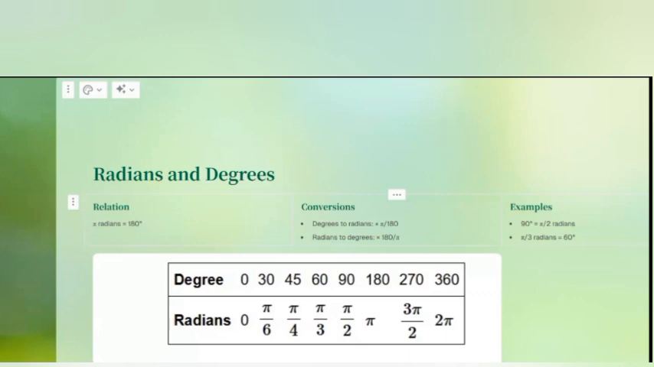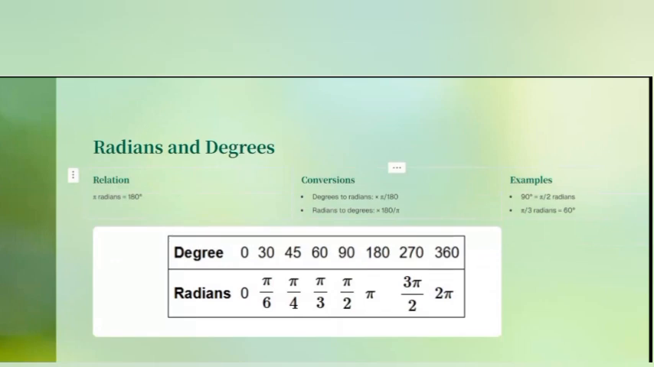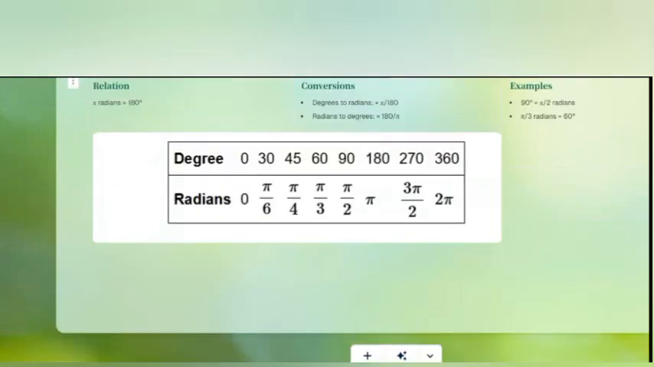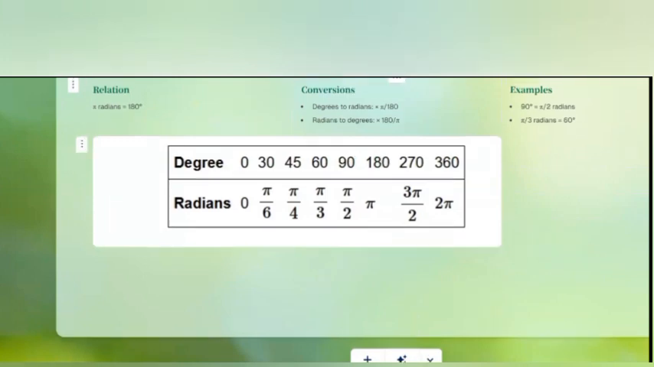So this is a table that just gives you a brief summary of the most common trigonometric angles that we use and their respective conversions in radians. So we have 30 as pi over 6 in radians, 45 as pi over 4, 60 as pi over 3, 90 as pi over 2, 180 as pi, 270 as 3 pi over 2, and 360 as 2 pi.